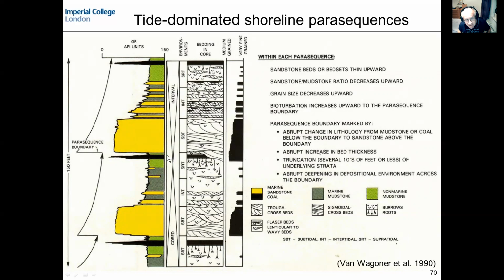Then flooding in this case is marked by a change back into sandstone. The sandstone here represents the deepest part of our tidal flat. And again, as we pass upwards, we get progressively less sand. So fining upwards, recording a change from relatively deep to relatively shallow. So this is the expression of parasequences and flooding surfaces in a tidal flat.